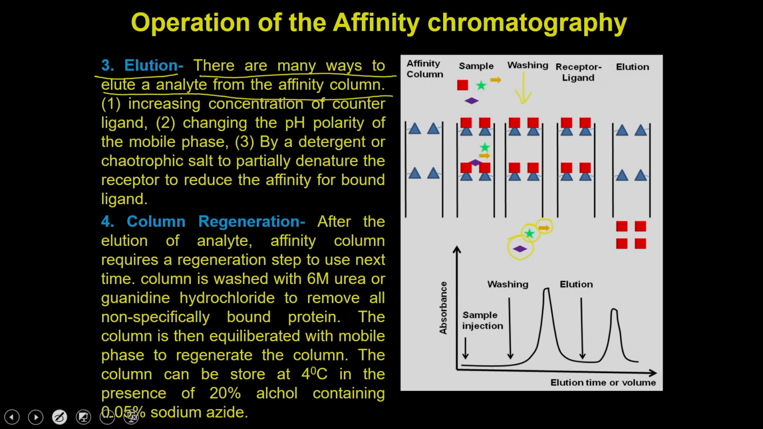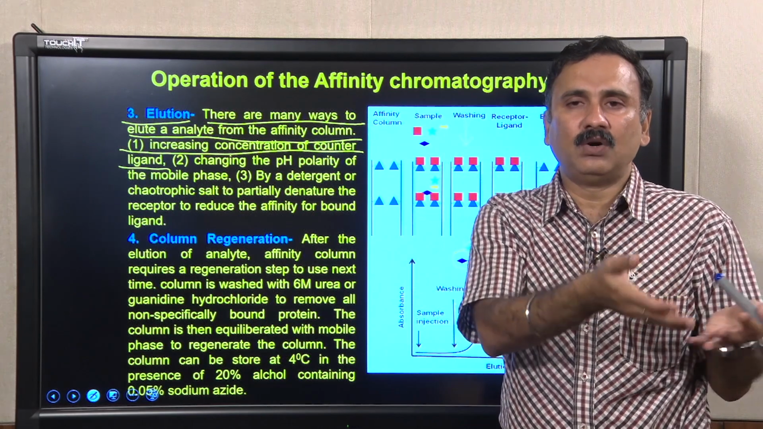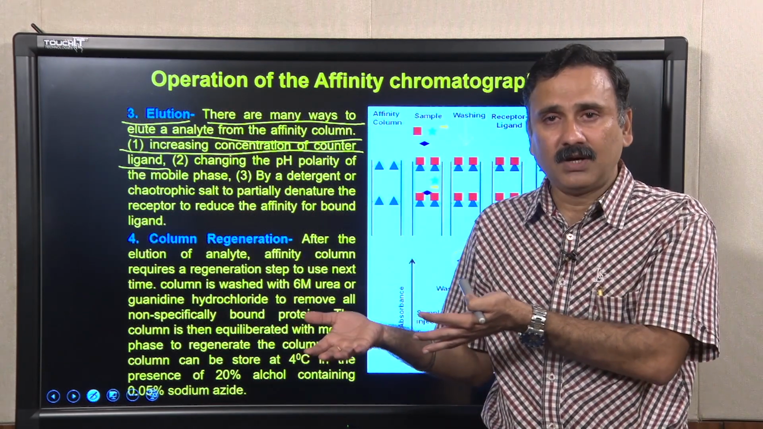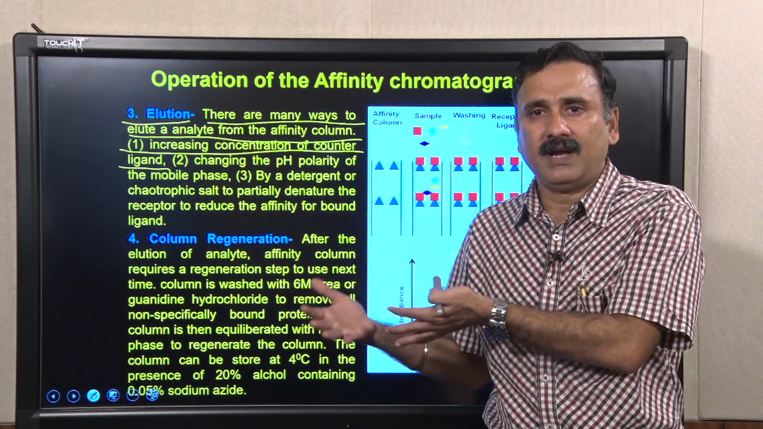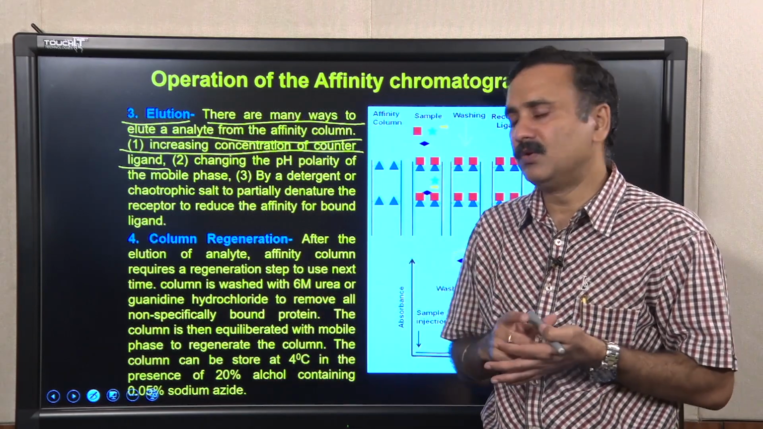The first is that you increase the concentration of the counter ligand, which means you increase the antigens to a very high quantity. If you do that, the antibody will switch to the antigen instead of binding to your receptor or your analyte, and as a result the analyte is going to be released.